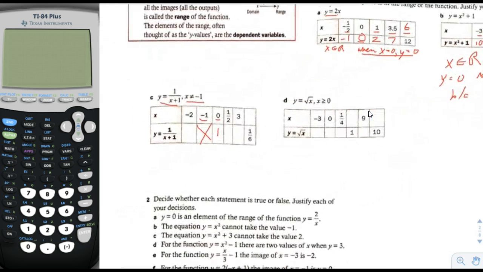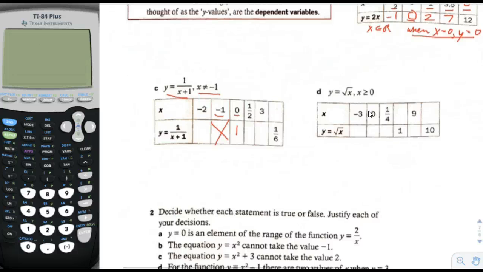So if we put 1/2 in there, we get 1 over 1.5, which is 2/3. If we put 3 in there, we get 1 over 4. And if we put -2 in there, we get 1 over -1, which is -1. Okay? And then what about 1/6? How do we get 1/6 out of here? If we put x equals 5 in there, then we would get 1/6, right?